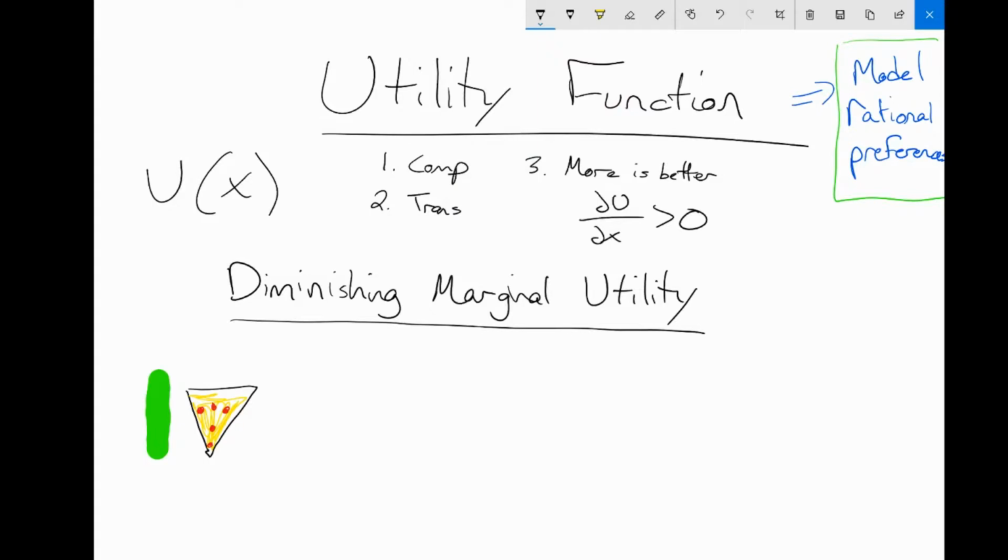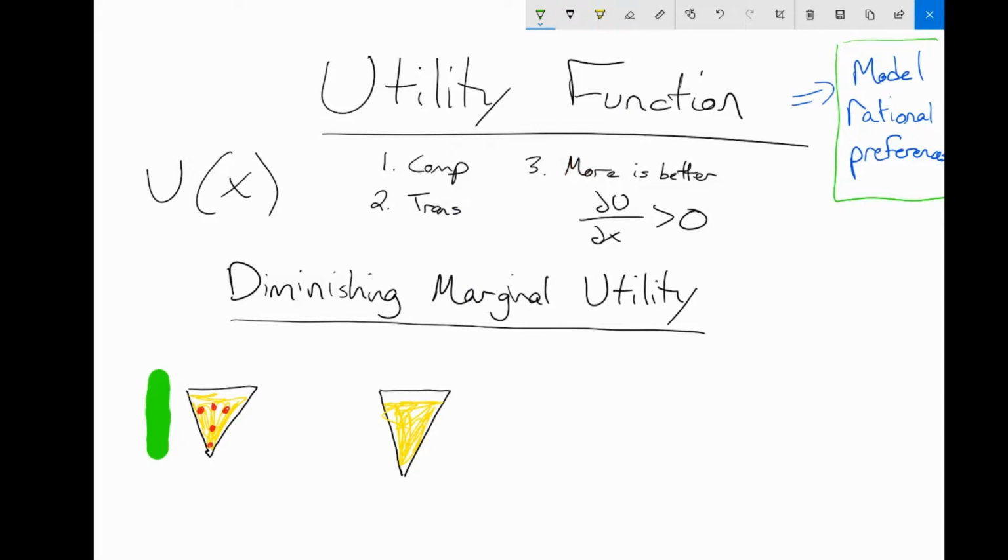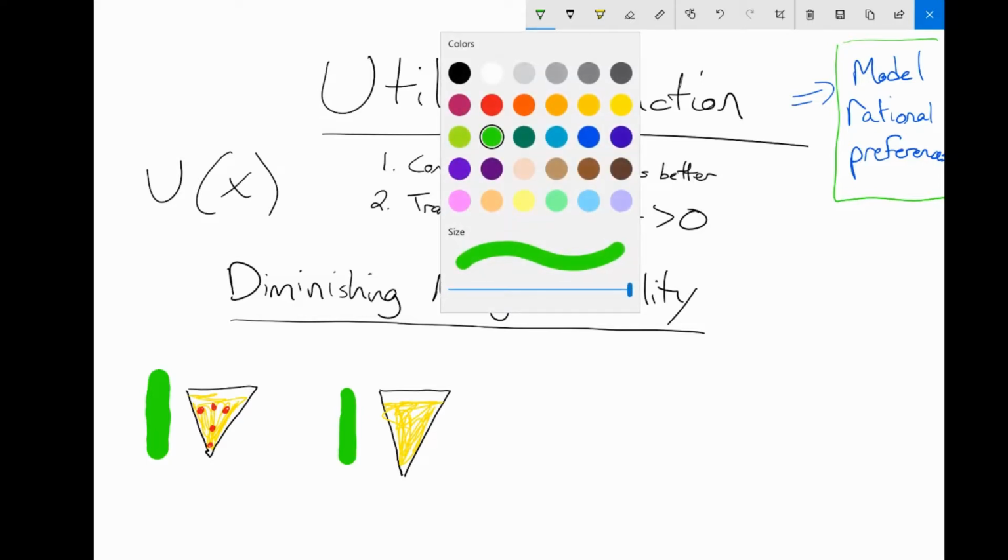But now, let's say that after you've eaten your first slice of pizza, I'm going to give you a second slice of pizza. This one's cheese only to save time. Now my question to you is, how much are you going to value that second slice? Well, you'll probably still value it quite a bit, because one slice might not fill you up, but you're not going to value it quite as much as you did the first slice, because the first slice, man, you were really hungry. That first slice really hit the spot. The second slice, not so much.